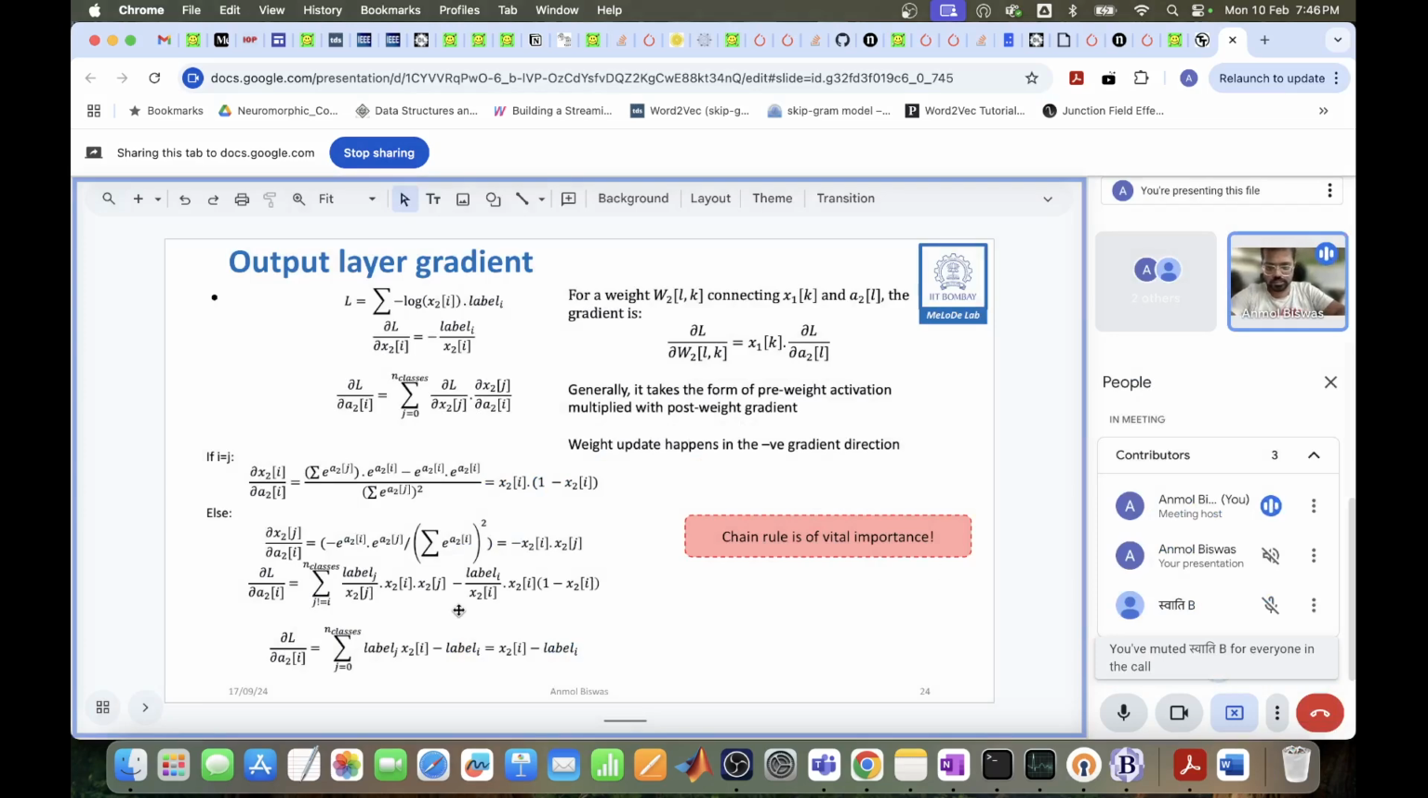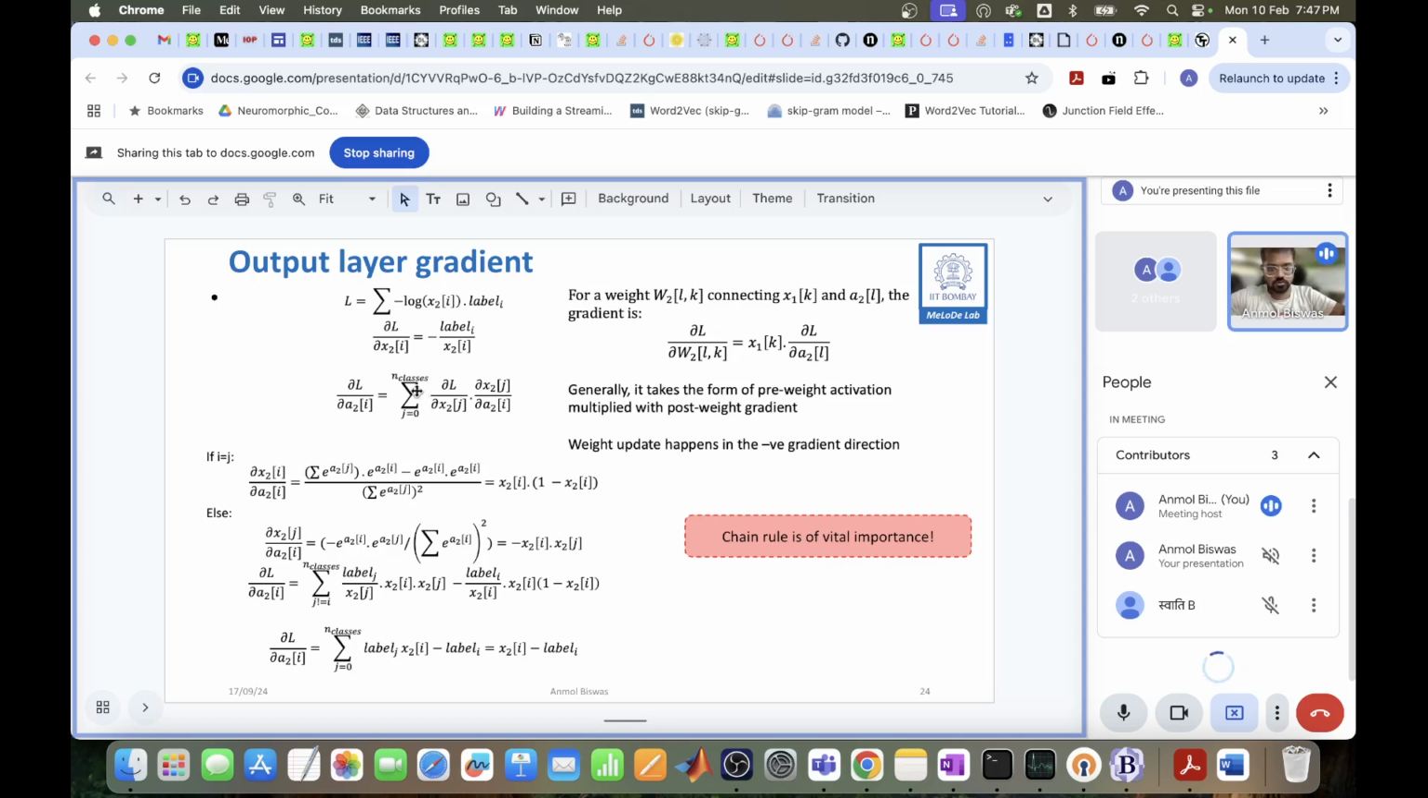So the condition i equals j and the other condition basically, right? Here you are computing the gradient with respect to a2 of i. If you look at this equation here, you're computing the gradient of the loss with respect to the ith element of a2. A2 is a vector, right? And we have to go through the steps. If we want to compute the gradient at the step of a2, then we have to go through the gradient at the step of x2, and then from x2 we have to come to a2, right?